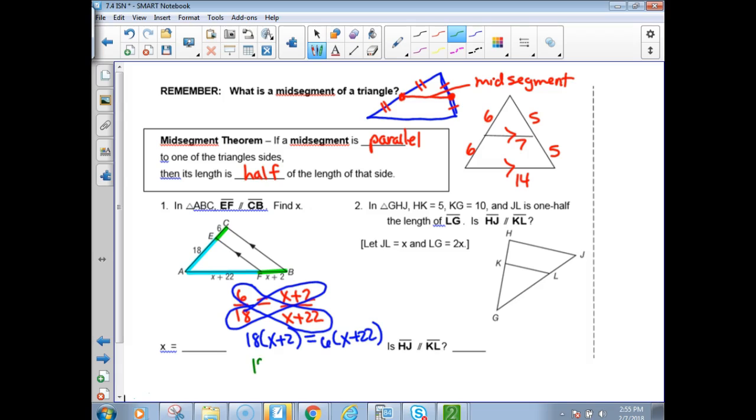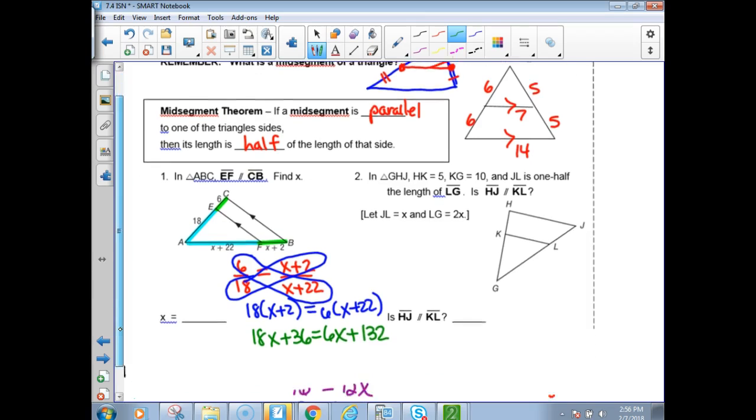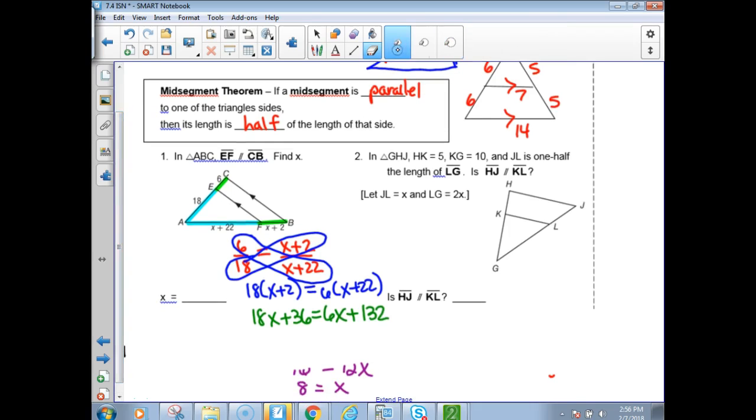Distribute carefully. 18x plus 36 equals 6 times x plus 6 times 22. 120, 132. All right, then, oops, I got some stuff left over down here, like crumbs on the table.